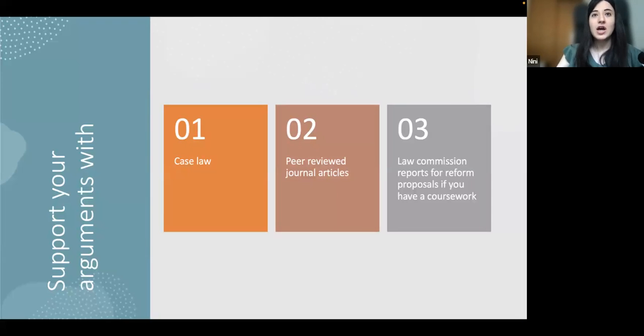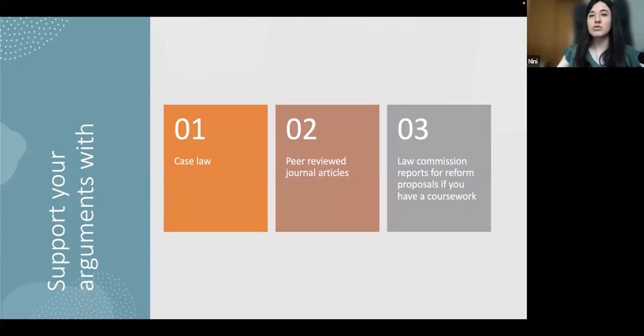But if you have a comprehensive coursework to write on this topic, I do suggest that you provide some reform proposals, because critical analysis should logically be accompanied with reform proposals. When you provide critical analysis, you are exposing the problems of the law at hand, and you also should provide a solution, which is the reform proposal.